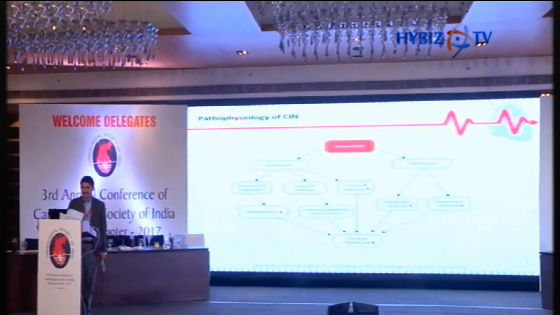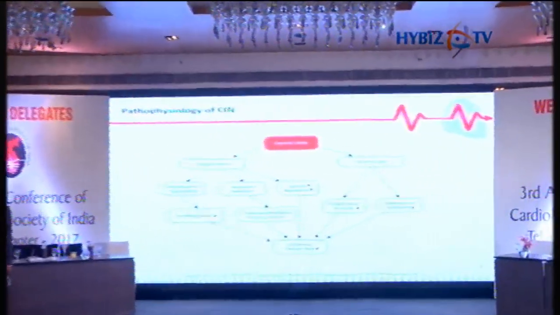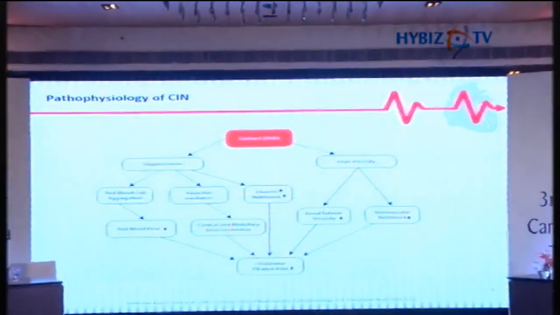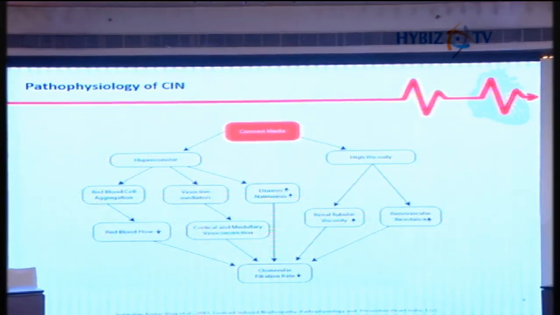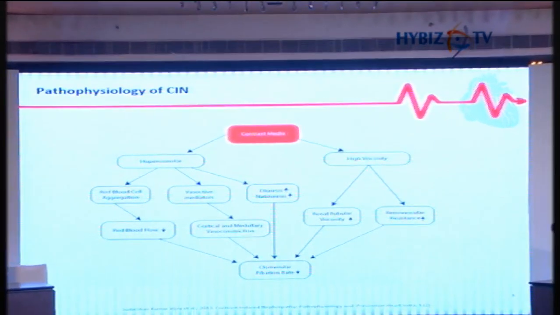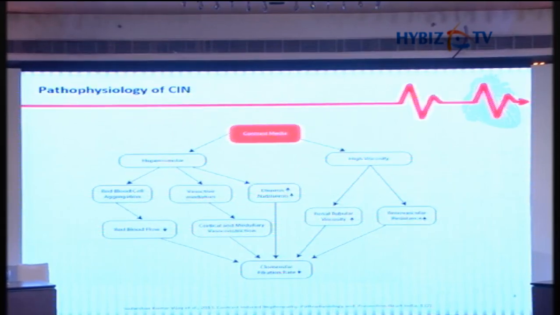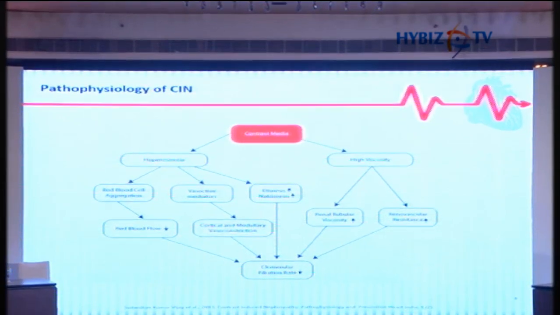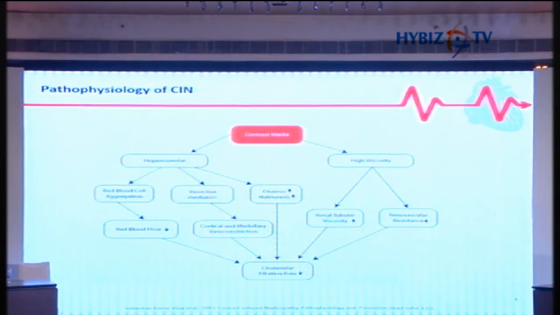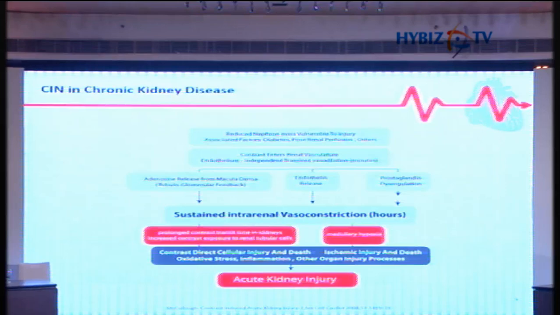Coming to the pathophysiology of CIN, when contrast media goes in, if it is hyperosmolar, it causes red blood cell aggregation, thereby decreasing the blood flow, and it also activates vasoactive mediators, and cortical and medullary vasoconstriction will be there. Due to high viscosity, renal tubular viscosity increases, renovascular resistance increases, and thereby it decreases the glomerular filtration rate, and it leads to acute kidney injury.